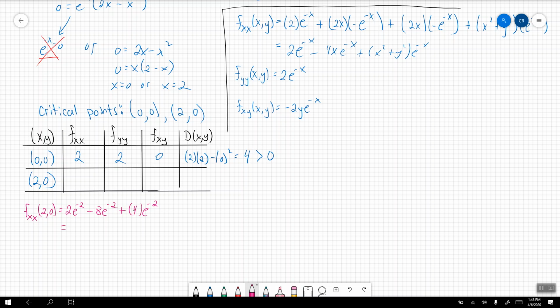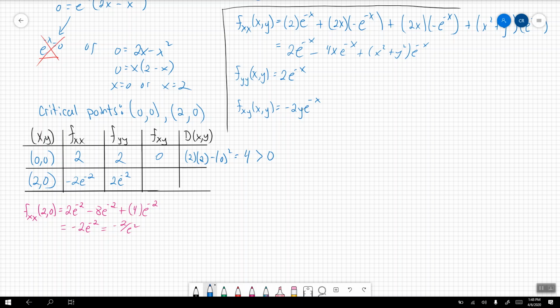So it's 2 minus 8 is negative 6, plus 4, so it's going to be negative 2 e to the power of negative 2. In other words, we're looking at negative 2 e to the power of negative 2. So that goes in here, like such. f double prime with respect to y, so that's going to be 2 times e to the power of negative 2. So this one here is going to just be 2e to the power of negative 2.